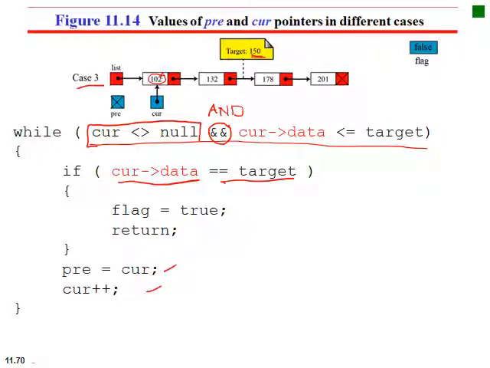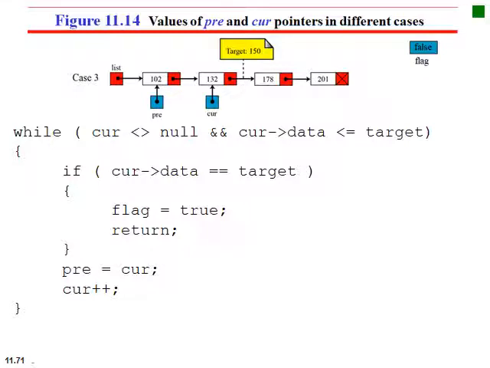Pre gets the value of current, and current advances by 1, like in this case there. Now they've advanced, and we do the same check again. So we check while current is not equal to null, it's definitely not equal to null, and current data, which is 132, is less than or equal to target. It is still less than or equal to target. So yes, we can continue with this while.